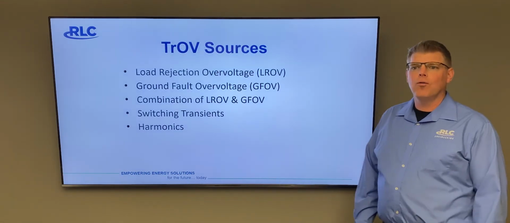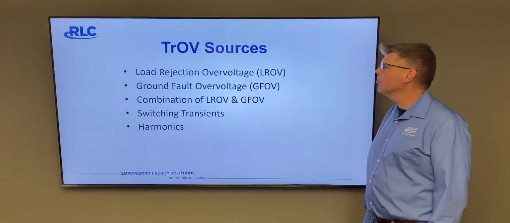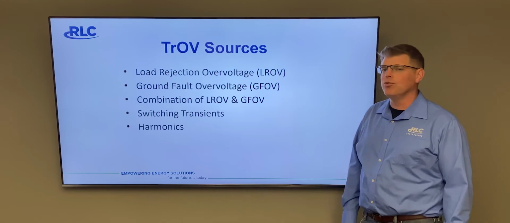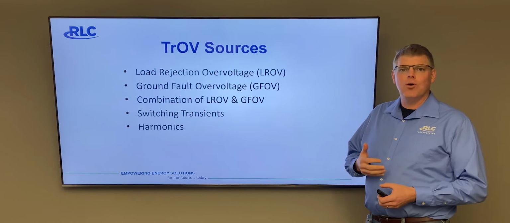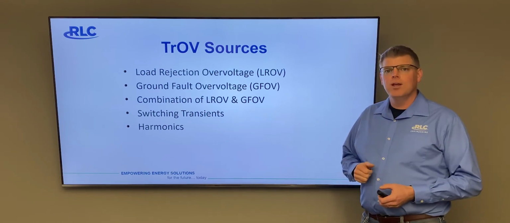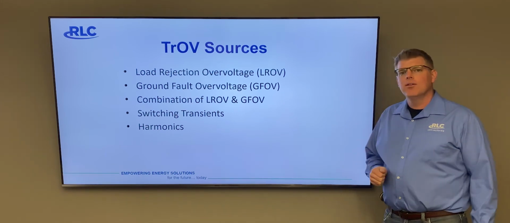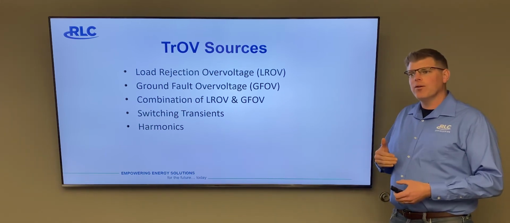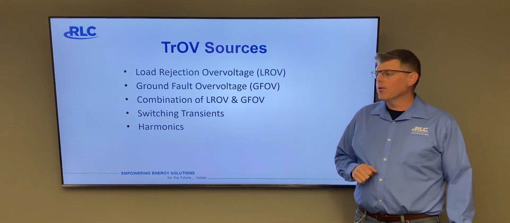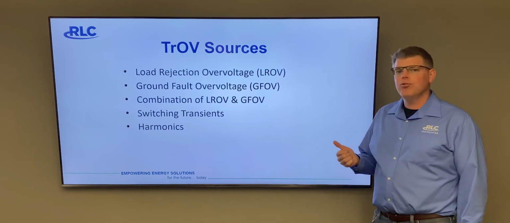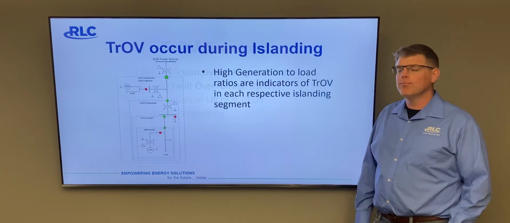So where do transient overvoltages come from? A number of different sources and scenarios. The first one being load rejection overvoltage. This is a condition where the generation drastically exceeds the load in a given portion suddenly. Ground fault overvoltage. This is also due to the system grounding and the islanding condition. And then a combination of load rejection and ground fault overvoltage. Switching transients and harmonics. These can all be transient overvoltage sources.